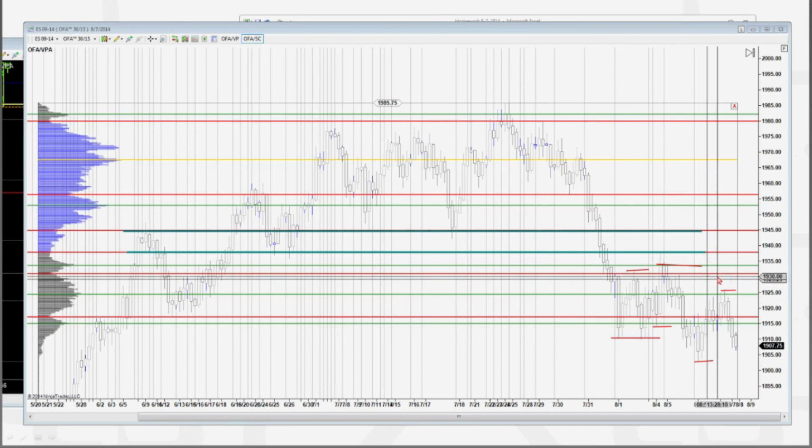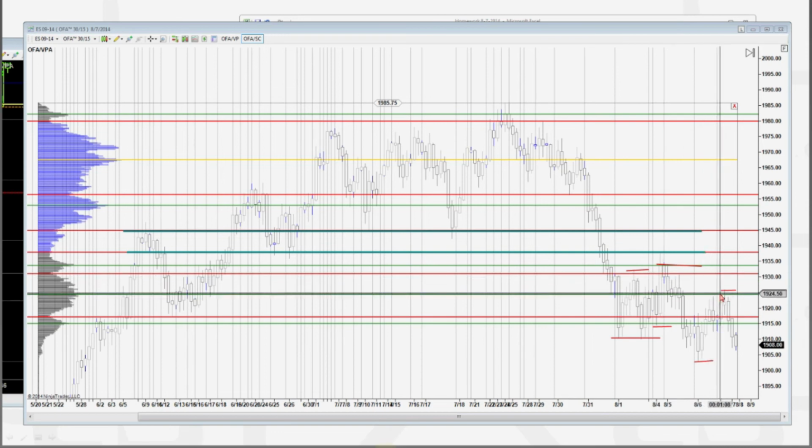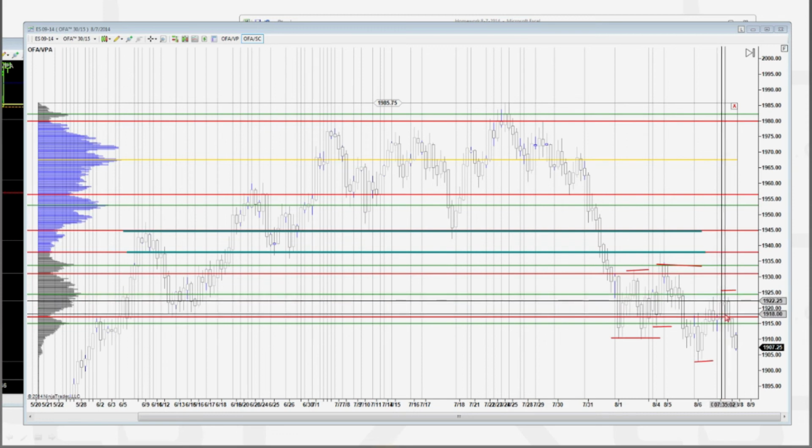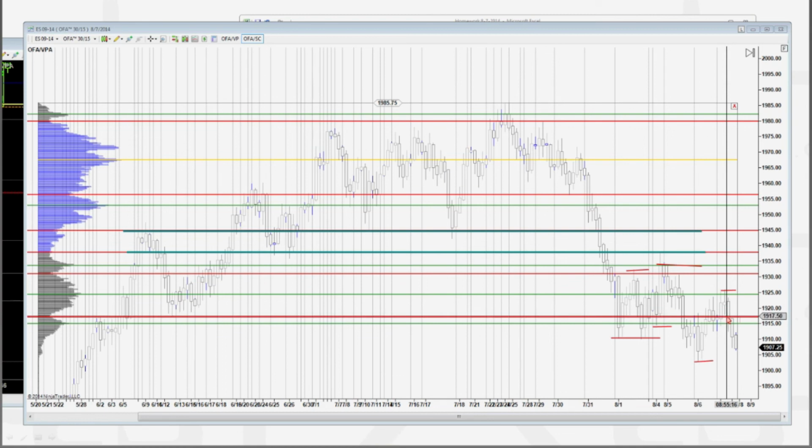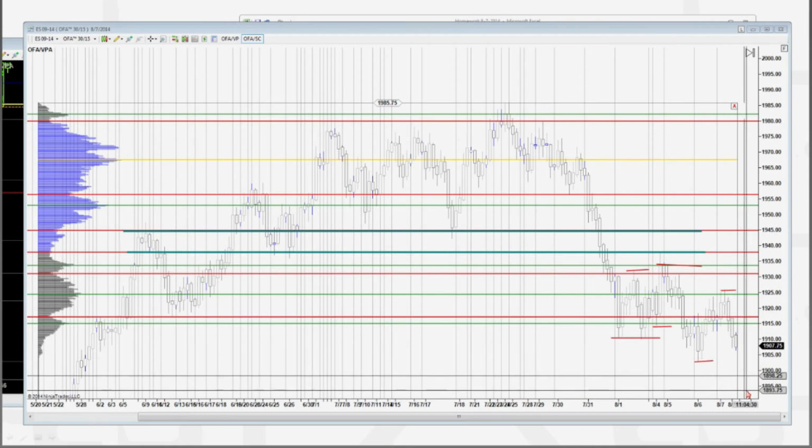So all of this adds to the context. And like we said earlier in the day, this goes to your if-then, and this is your developing if-then. If buyers are not willing to take price through this high volume area, and price comes back down to this level, then this becomes at risk. And if this loses, then we're likely to see price possibly even come lower.